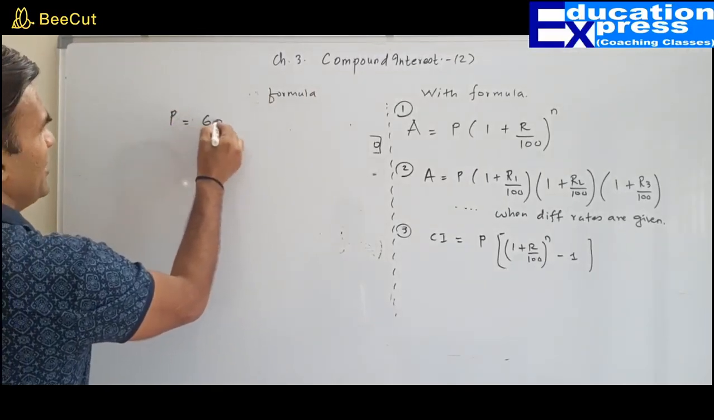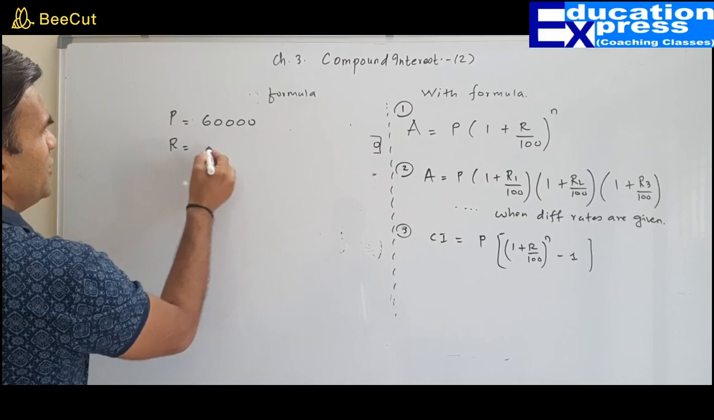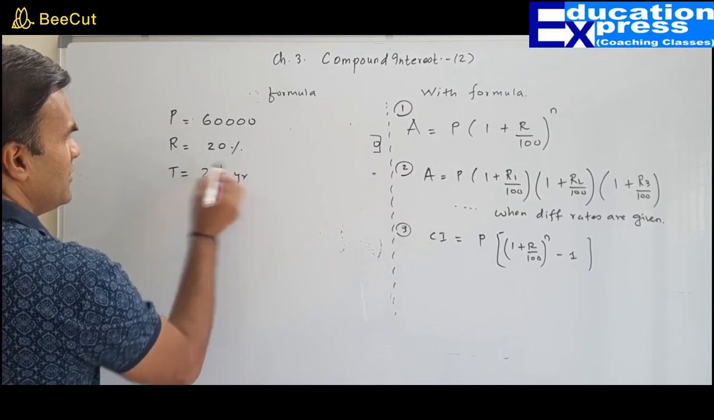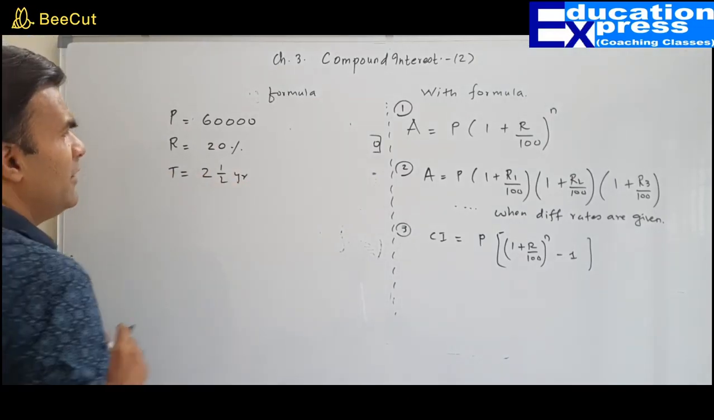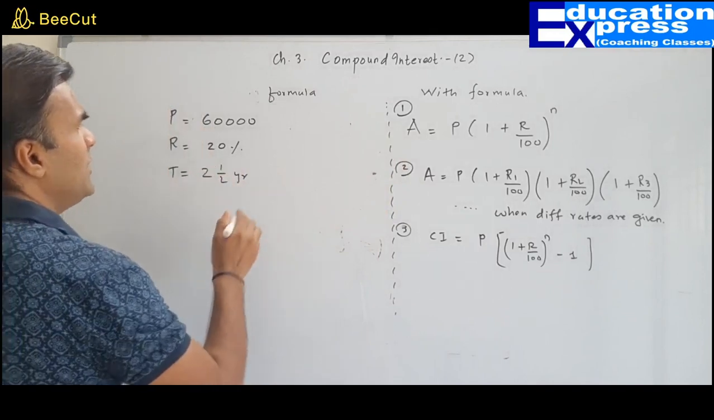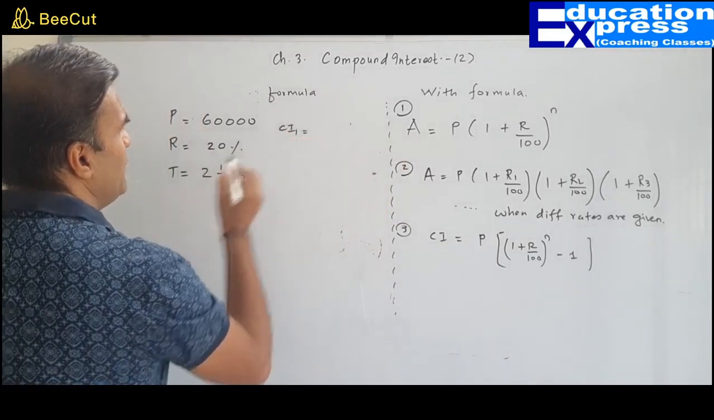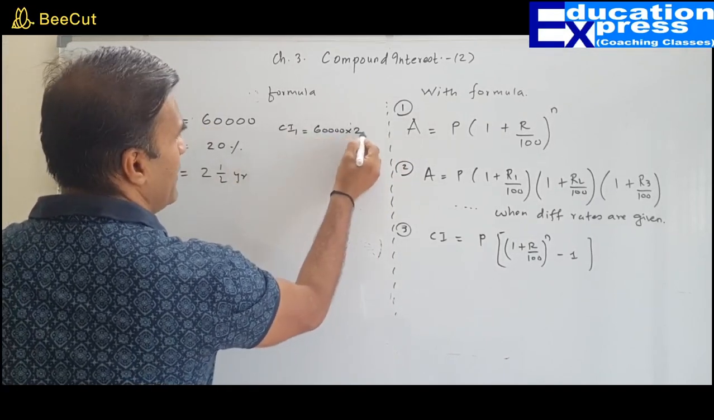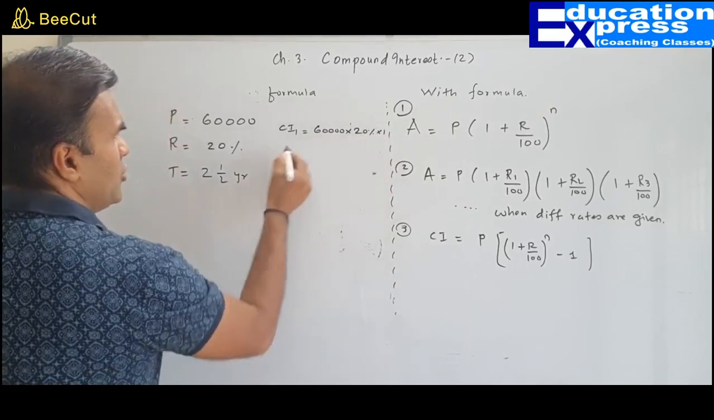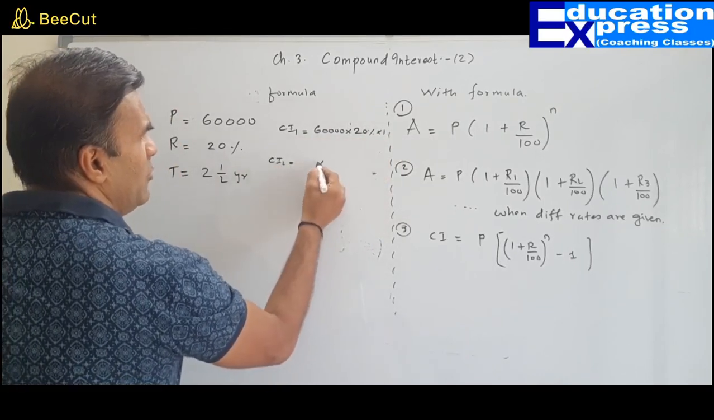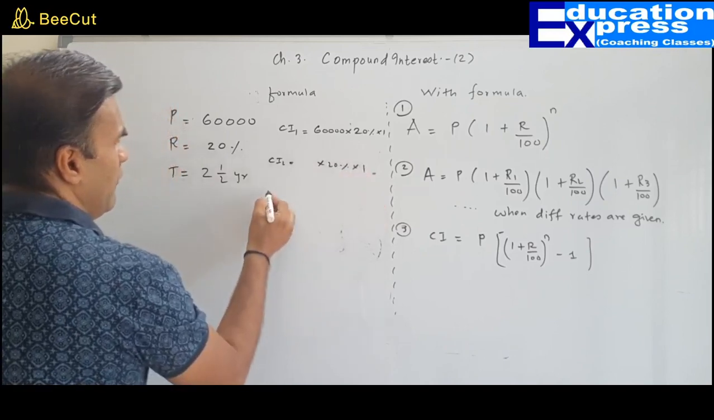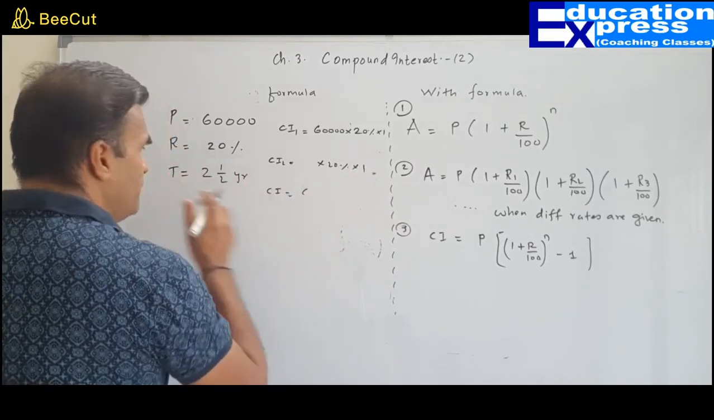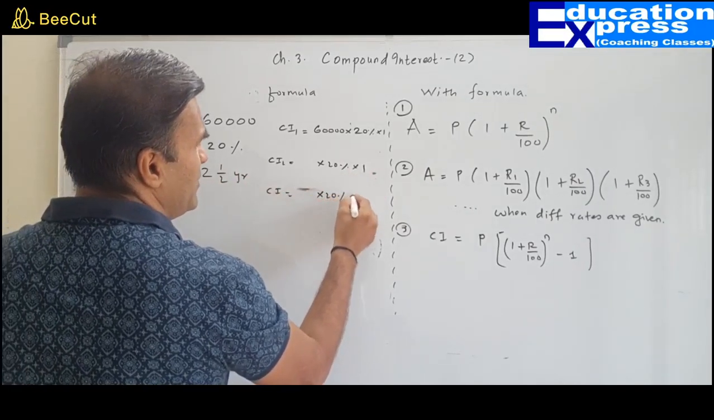Supposing principal is 60,000, rate 20%, time 2.5 years. So when we do this without using the formula, we will find out compound interest for 1 year. How? We can do 60,000 multiply by 20% multiply by 1 year. For the second year, we will again do into 20% into 1 year. For the third, we have to take only 6 months. So we will do whatever is the principal multiply by 20% into half.